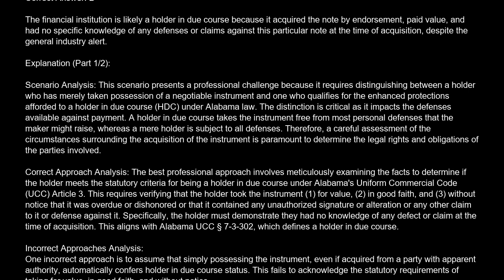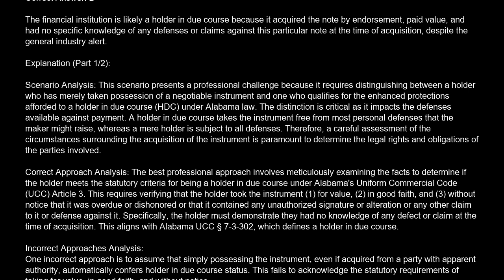This scenario presents a professional challenge because it requires distinguishing between a holder who has merely taken possession of a negotiable instrument and one who qualifies for the enhanced protections afforded to a holder in due course, HDC, under Alabama law. The distinction is critical as it impacts the defenses available against payment. A holder in due course takes the instrument free from most personal defenses that the maker might raise, whereas a mere holder is subject to all defenses. Therefore, a careful assessment of the circumstances surrounding the acquisition of the instrument is paramount to determine the legal rights and obligations of the parties involved.